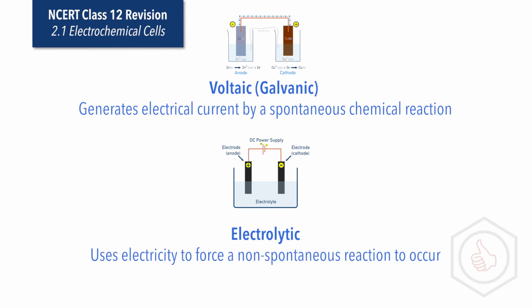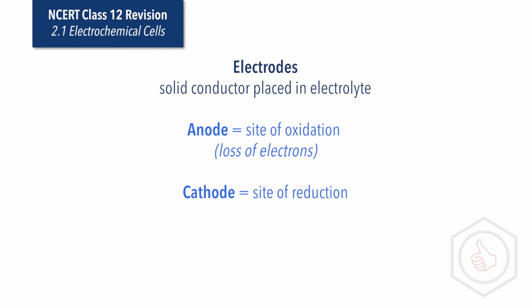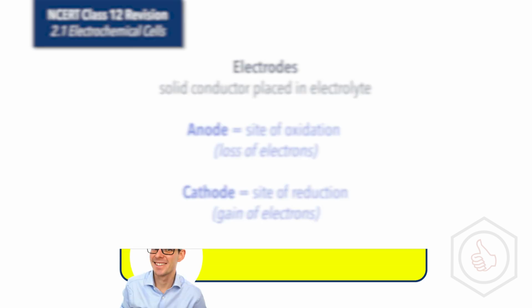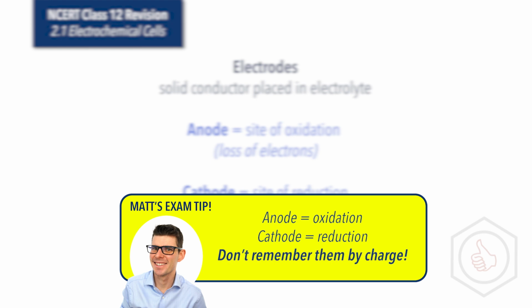All electrochemical cells contain two solid electrodes placed into a liquid called an electrolyte. The anode is the electrode where oxidation always happens, and the cathode is the electrode where reduction always happens. Remember, oxidation equals loss of electrons, reduction equals gain of electrons. Exam tip here, always remember anode as oxidation and cathode as reduction rather than the charges of the electrodes, because the charges of electrodes are different depending on the type of cell.